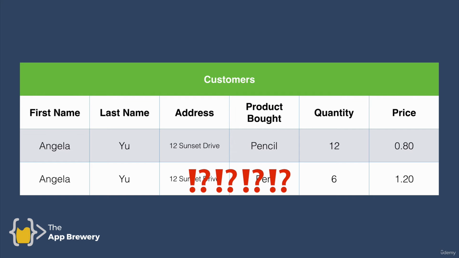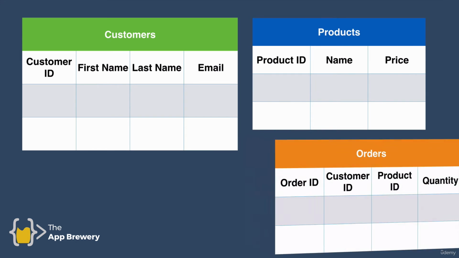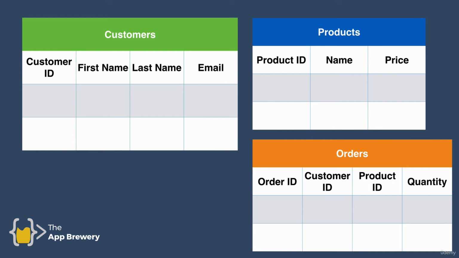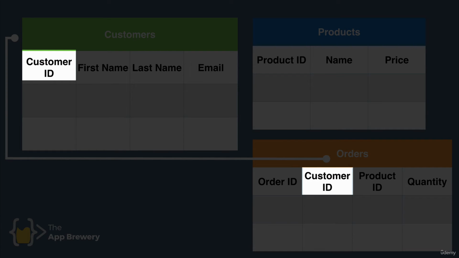Using a SQL database, what you would do is you would group related pieces of data into individual tables. So you might have a customer table, a products table, and an order table. And in your database, you can specify a relationship between the tables. So for example, you could link up the customers table through the customer ID to the orders table.